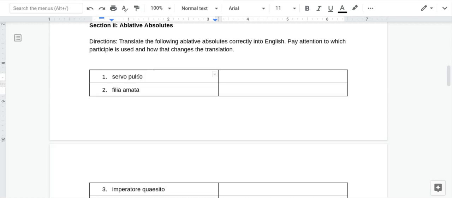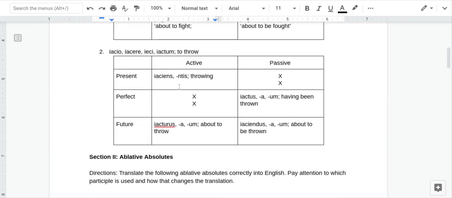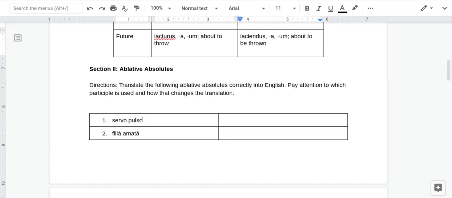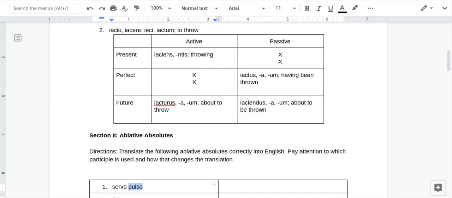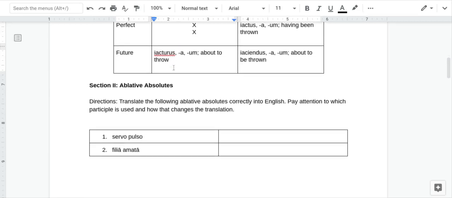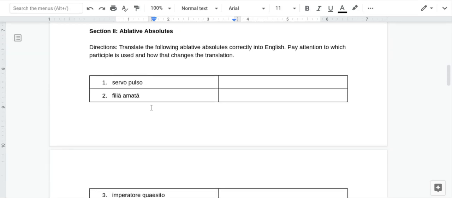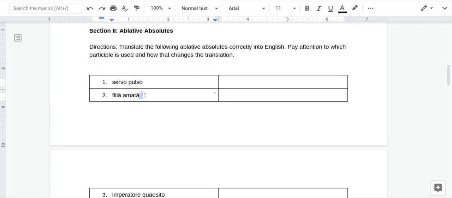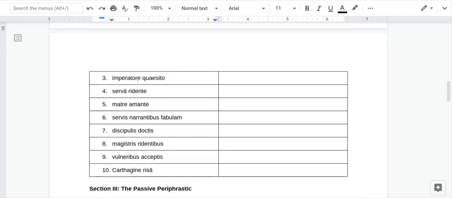You can tell it's the having been participle because it is just the fourth principal part of the verb. Pulso comes from just the fourth principal part of pello. Right? There's no addition to the word like ens, entis. All right. So with the servant having been hit, and then we just continue with the daughter having been loved, with the commander or general or emperor having been sought.